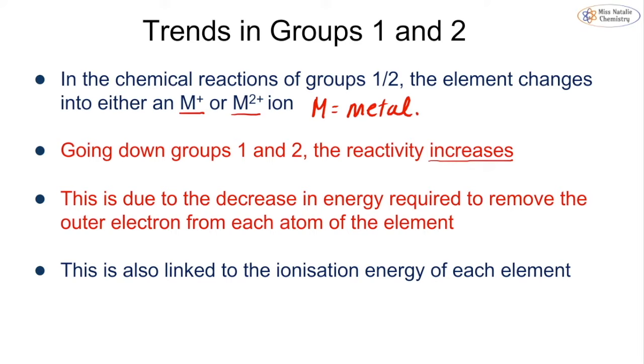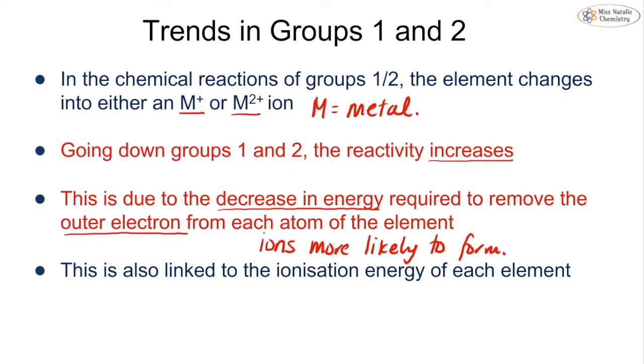The less energy it requires to remove that outer electron, the more likely it is to happen. Therefore, as you go down the group and that decrease in energy is seen, it means that it is more likely to form an ion. So we get a decrease in energy to remove the outer electron. So ions are more likely to form. Therefore, these chemical reactions that we see are more likely to happen.